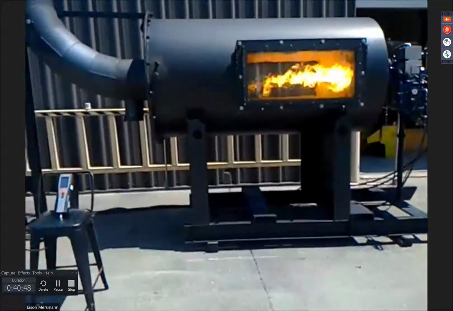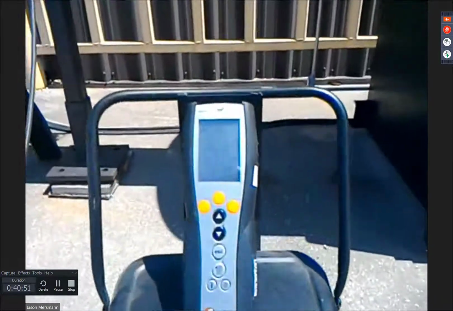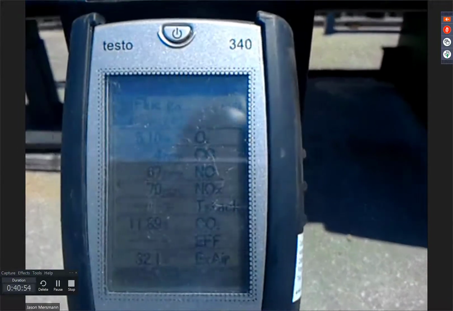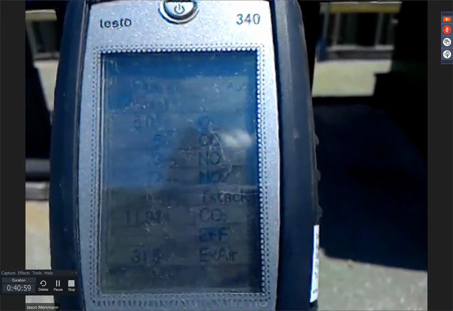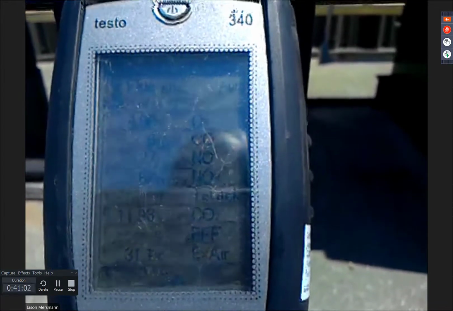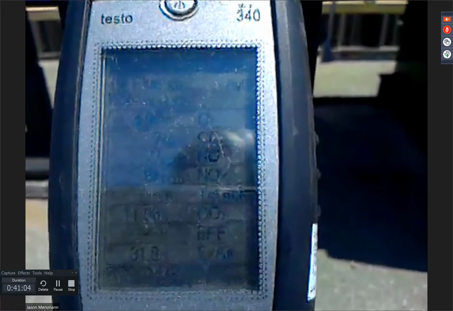Jason, you want to try to get a picture of that? Okay, so that's a really good flame. So you see that the O2 is relatively low for this, but the CO is very, very low, and the NOx is under 100. Jason, can you show the flame? Okay. Well, good. I'm glad we're able to show that. And the flame itself is relatively bright.